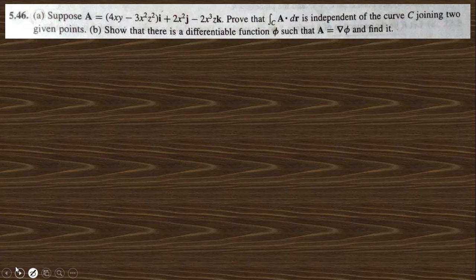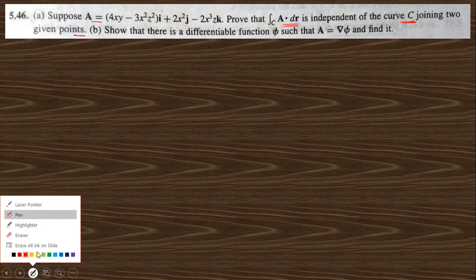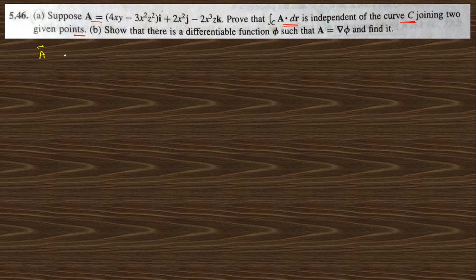So let's start with question 5.46, which says that suppose a vector equals this, prove that this is independent of the curve C joining a given point. For a vector to be independent of the path, the curl of A must equal 0. If curl of A is 0, then we can say that the A vector is independent of the path. So now we need to find the curl of A. What is the value of curl of A? If this is 0, then it's okay. If not 0, then it does not depend.